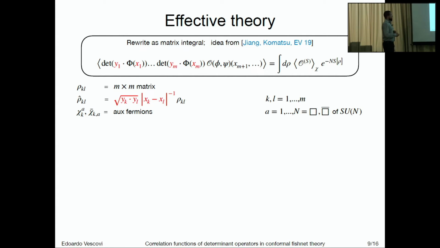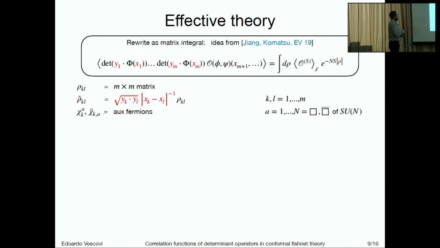What are the degrees of freedom first? You have bosons and fermions. You have this rho matrix, which is an m by m matrix. The size is determined by the number of determinants. And you also have a rho hat, which is a sort of element-wise rescaling of rho. This carries information about the polarization vectors and the positions of the scalars in 4 dimensions.